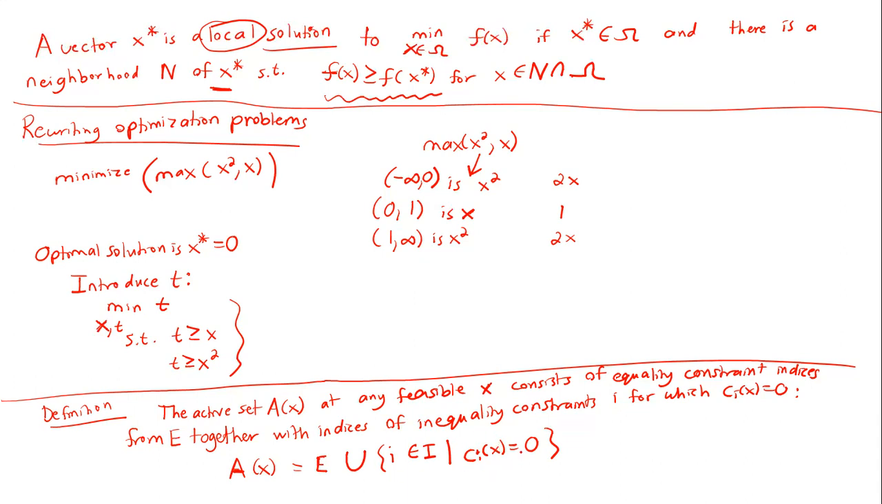And so it could be that none of these are satisfied with equality. So maybe none of them equal 0, in which case the active set is just the set of all of the indices that correspond to the equality constraints. But if some of your inequality constraints are actually equal to 0 at the point that you're looking at, then you include those as well in your active set. And this is actually a very important definition for optimization.